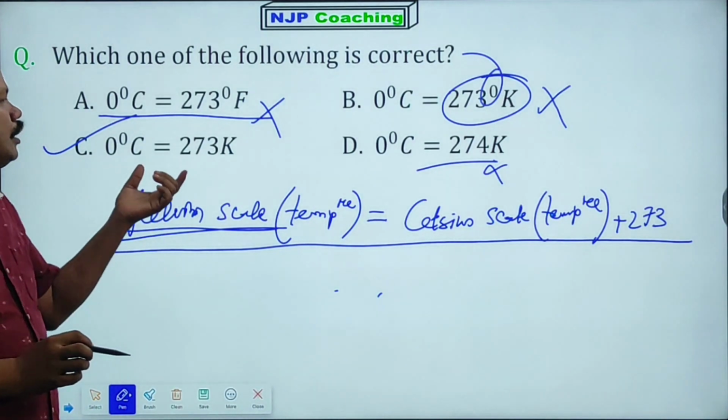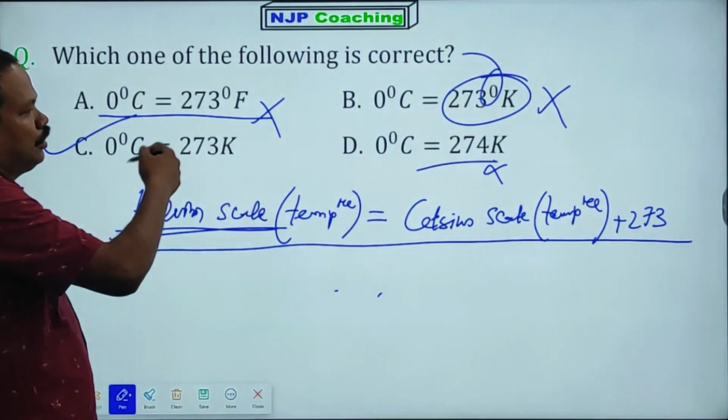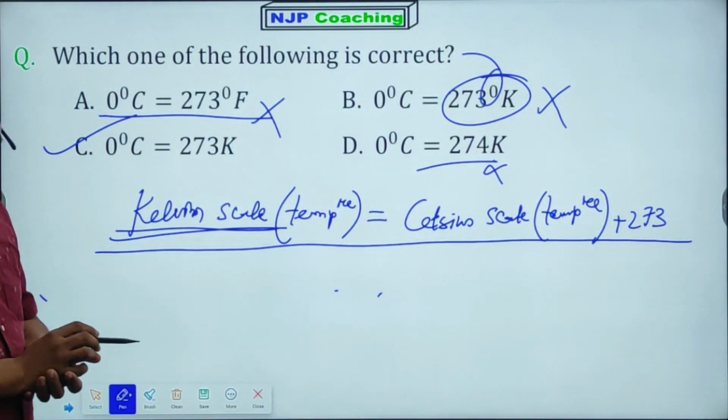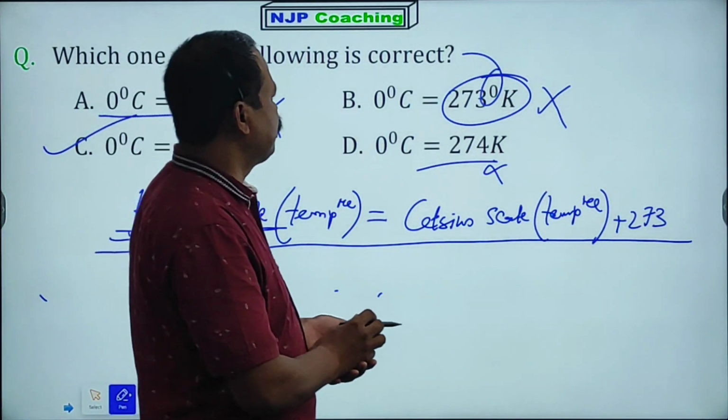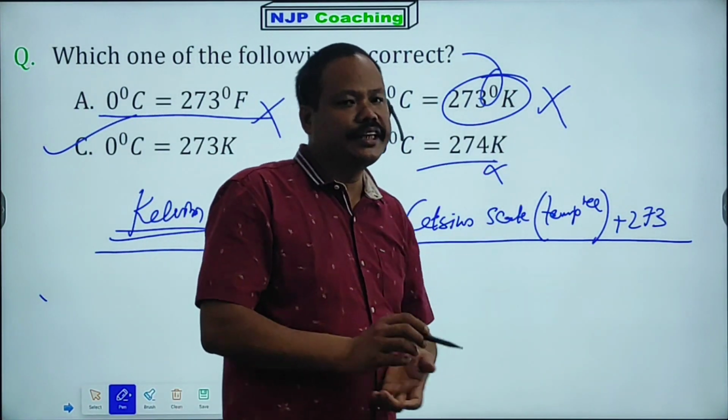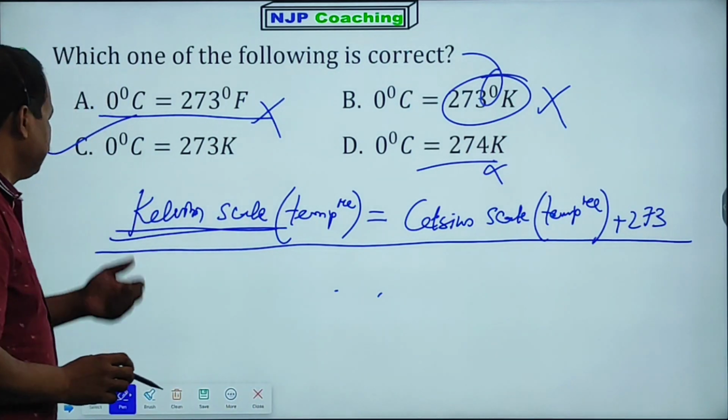Remember this. So these B and C options are almost the same, but we cannot write B because it is written 273 degree Kelvin. So C is the right answer.